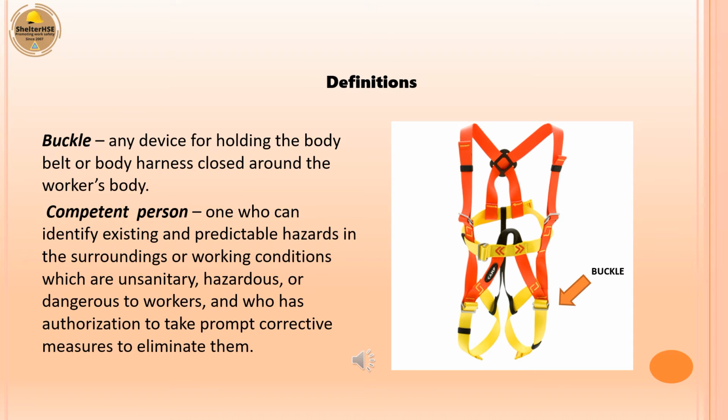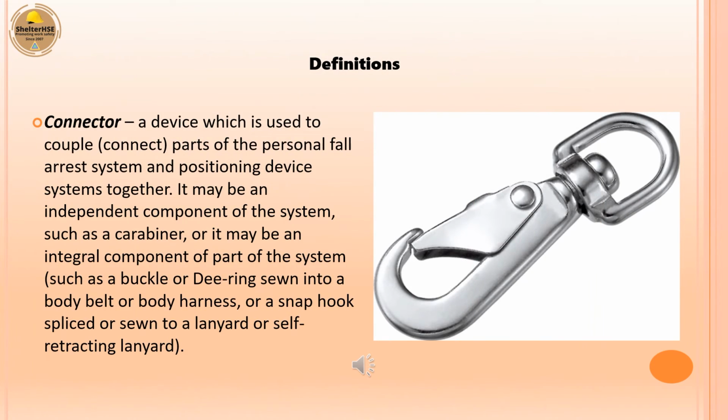Connector: a device that is used to couple parts of the personal fall arrest system and positioning device systems together. It may be an independent component of the system, such as a carabiner, or it may be an integral component part of the system, such as a buckle or D-ring sewn into a body belt or body harness, or a snap hook spliced or sewn to a lanyard or self-retracting lanyard.